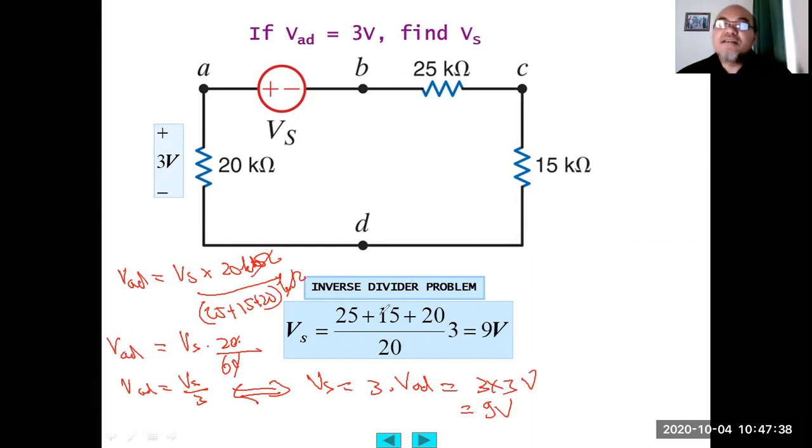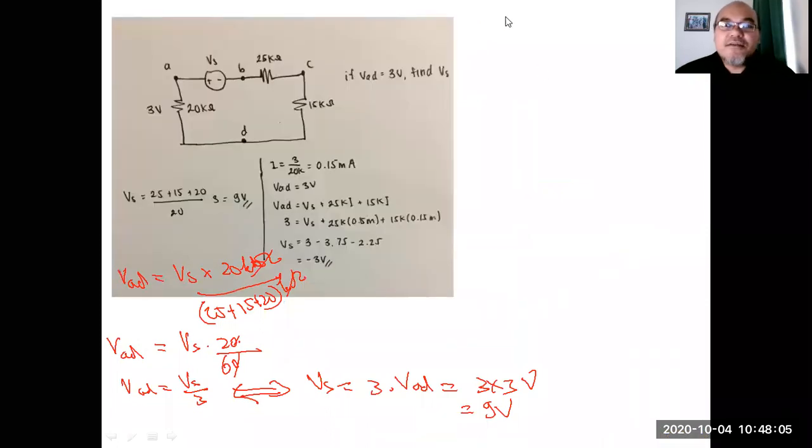So basically only this one immediately solves it, using the inverse of this voltage divider. 3 multiplied by the sum of all the resistors, divided by this resistor of 20 kilo ohm. Now the question asks, your friends ask, clear all the drawing.